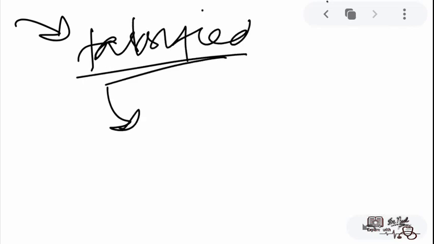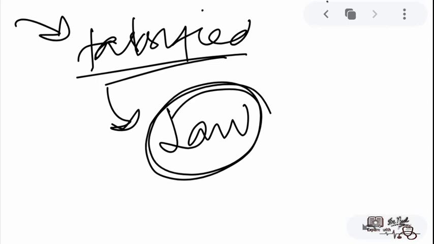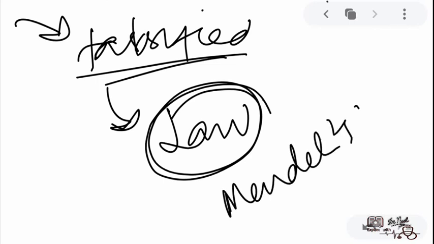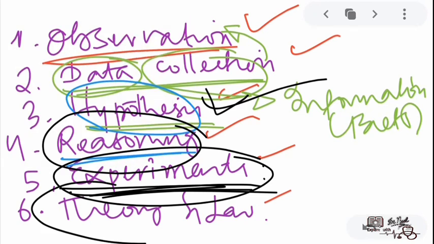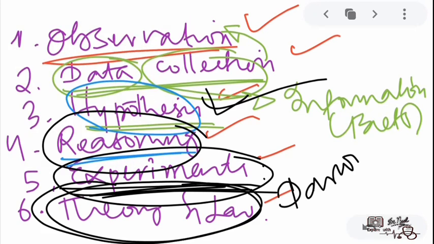But in a case when a theory is not falsified after a lot of experiments, then it is converted into a law. Just for an example, Mendel's law. We have also an example of theory, Darwin's theory. Alright, so that's all about it.